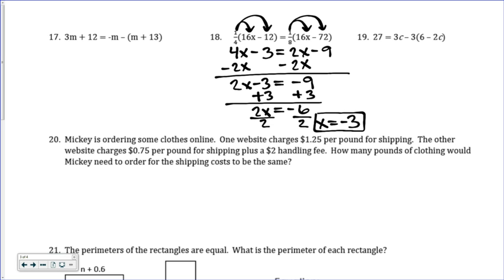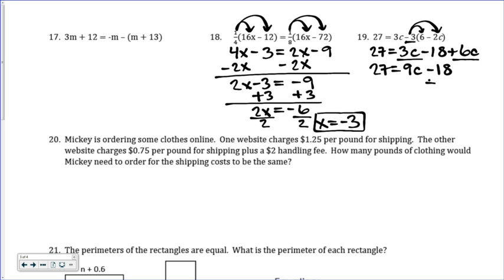All right, let's also look at number 19. 19 has 27 equals 3c. Distributive property, you need to be very careful. Make sure that you have everything in front of this parentheses to distribute. So I'm actually distributing a negative 3 to everything on the inside. Negative 3 times a positive 6 is negative 18. And negative 3 times a negative 2c, you end up with a positive 6c. Okay, combining like terms. I have 3c and 6c will give me 9c.